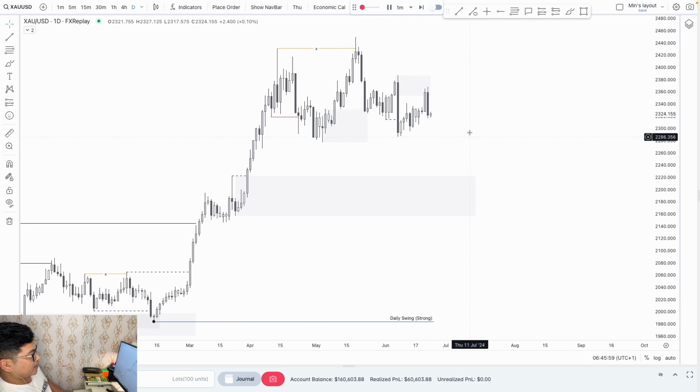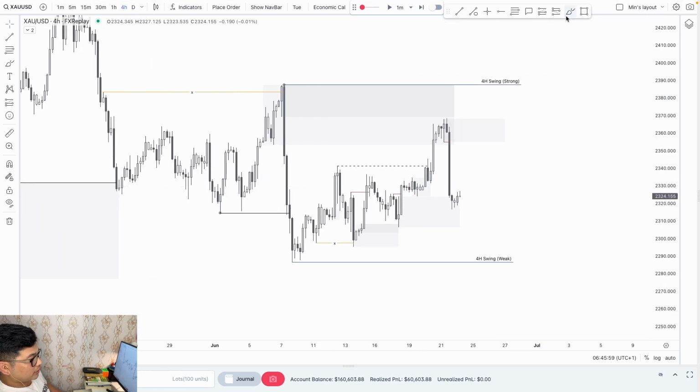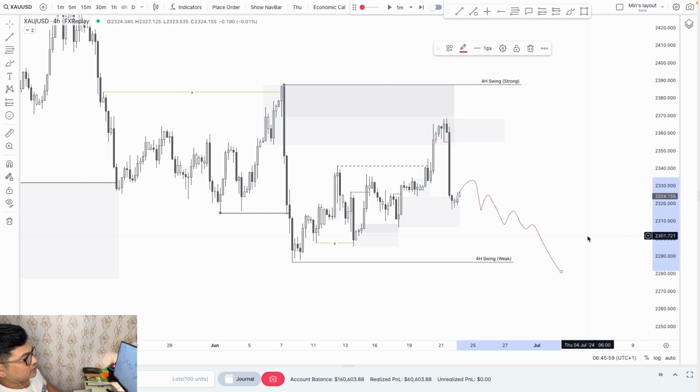You can just map everything, whatever demand, supply, phase, swing, internal, whatever it is. Just draw it, and moving to the H4. On the H4, you can see that it's bearish, internal is bullish, but after mitigating the daily supply zone, H4 drastically fell down. You can see the huge rejection with the huge bearish candle. That's an early indication that it's going to run.